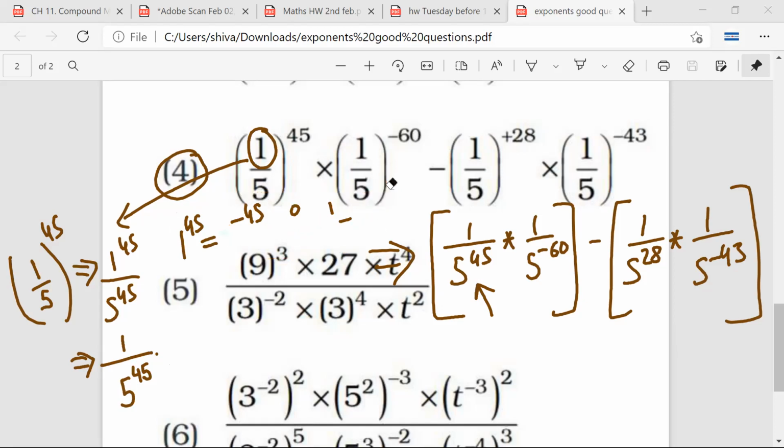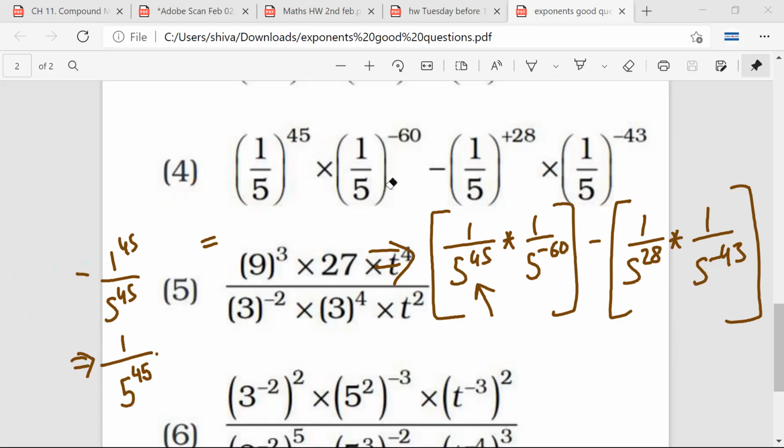Please try to understand. Of course, you can do the sum using some method or the other. But the point is, you should be very clear about the basic things which are there.